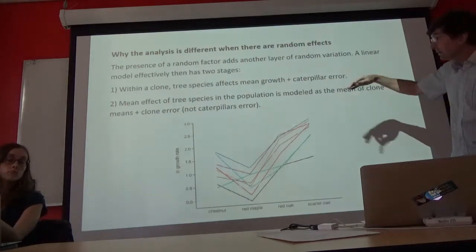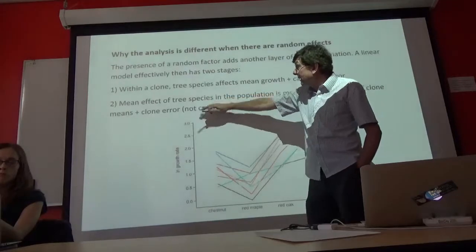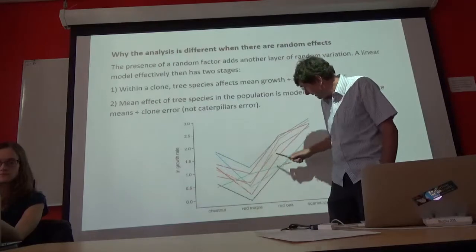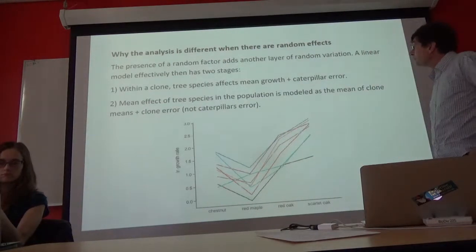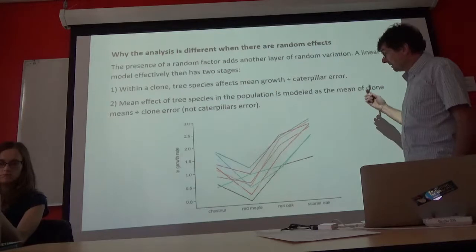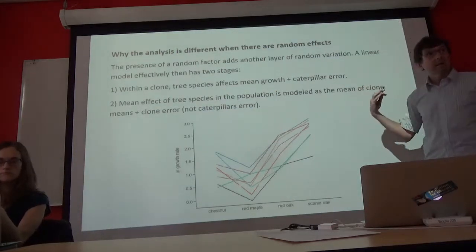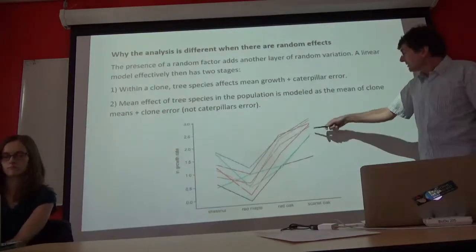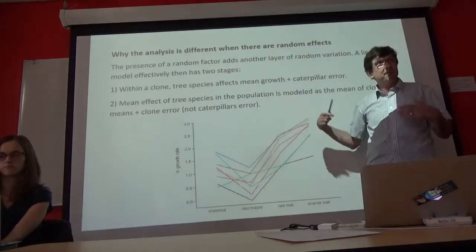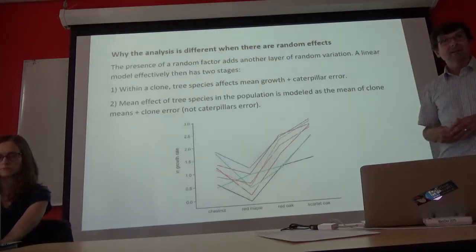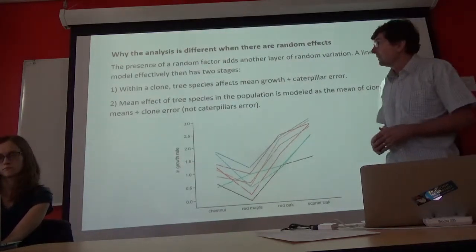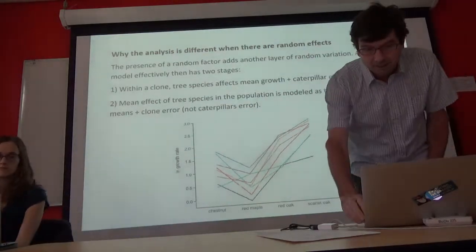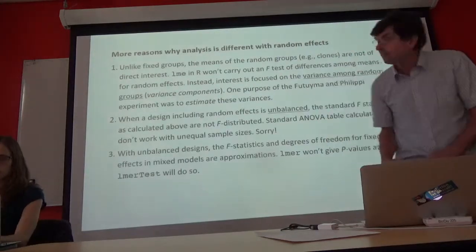But that's just one layer, because the other layer is that when looking at the mean effect of tree species in the population as a whole, the model will treat the clone and not the caterpillar as the independent observation. And the appropriate error associated with the estimates of means will come from the variability among the clones, not the variability among the caterpillars. So random factors add another layer of randomness, and it has to be modeled explicitly.